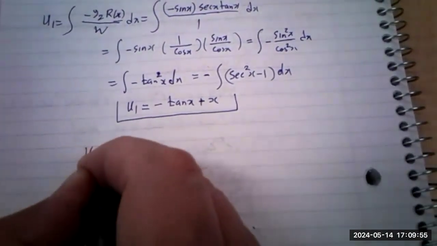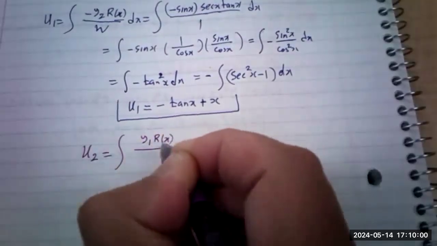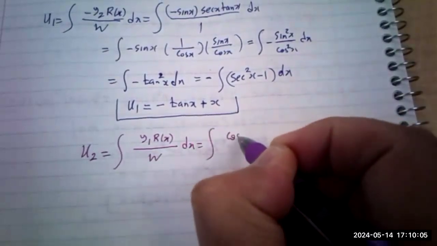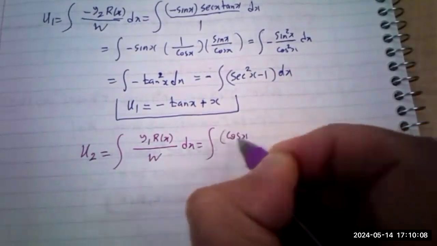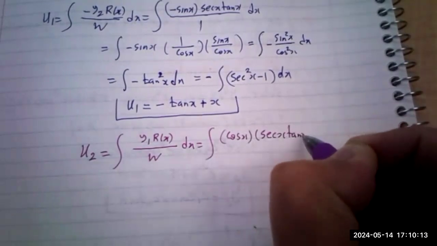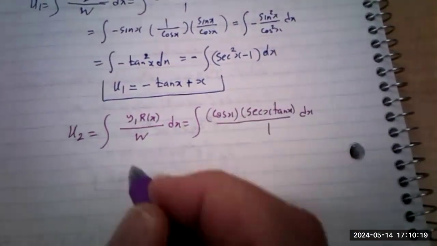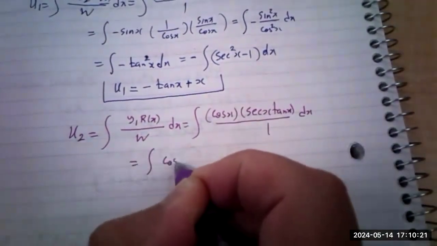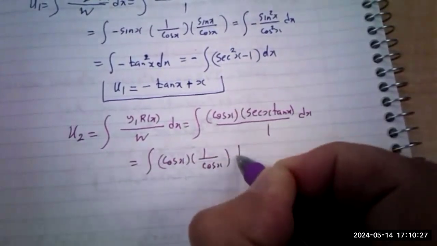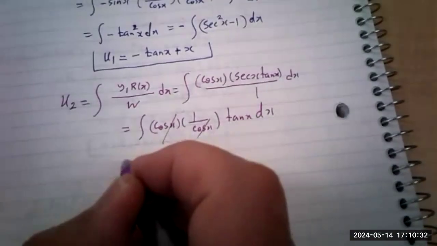Take the u2. So what's going to be u2? u2 is equal to the integral of y1 times R of x over the Wronskian dx. So we take y1 to be cosine of x, then R of x is secant of x tangent of x, and the Wronskian is 1. Secant would be 1 over cosine. The cosine and cosine cancel out. That gives you the integral of a tangent.